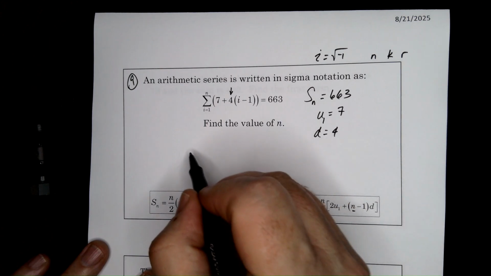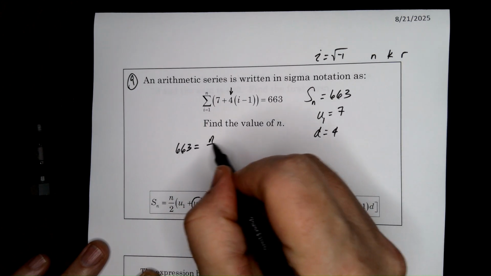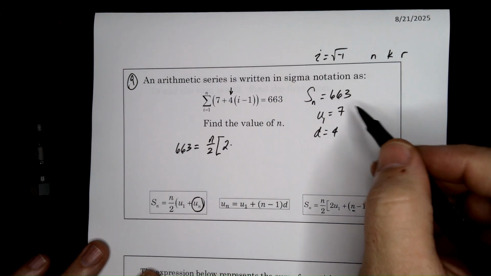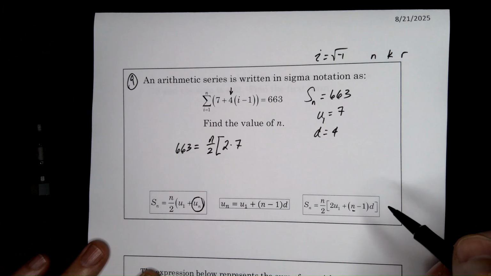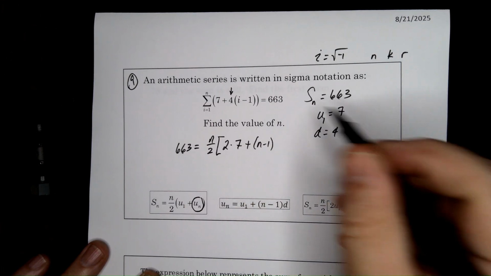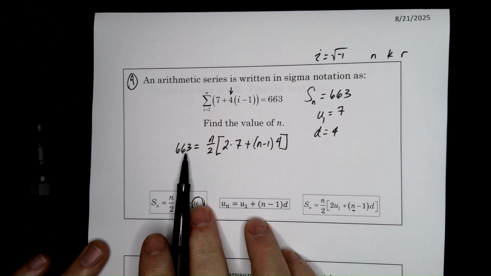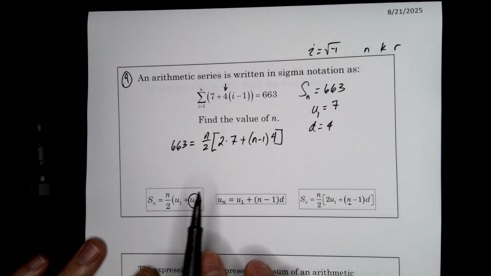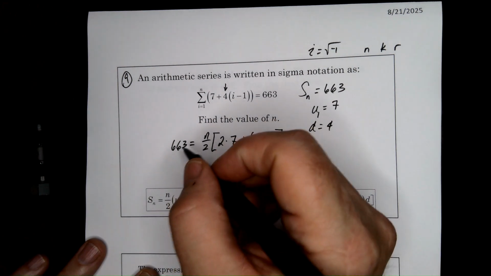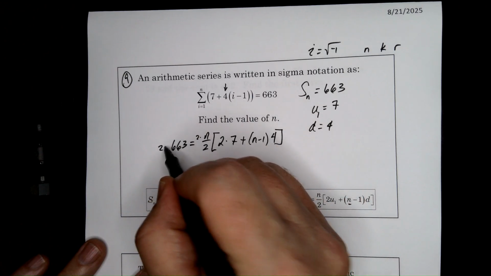So I'm going to set up this formula. 663, that's the sum, is equal to n over 2. I don't know what n is. Times 2 times 7, that's 14, plus n minus 1 times d, which is 4. All right. Now, remember when we had one earlier where this was 0 and we multiplied by the reciprocal? We don't really want to do that right now. So what I would prefer to do, what I think would be easier, is to multiply both sides by 2 to get rid of the fraction.